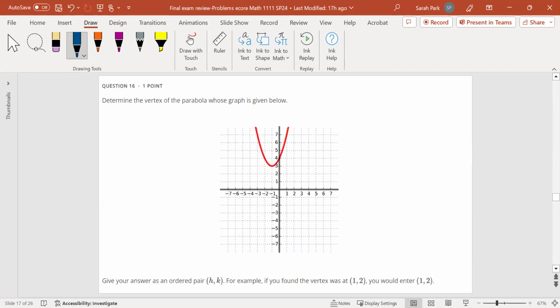Okay, number 16, determine the vertex of the parabola whose equation is given below. The vertex of a parabola is its minimum point in this case. If it's an upside down parabola that faces downwards, that would be a maximum. But in this case, the vertex is located right here. And for this one, it's negative 1, 3.